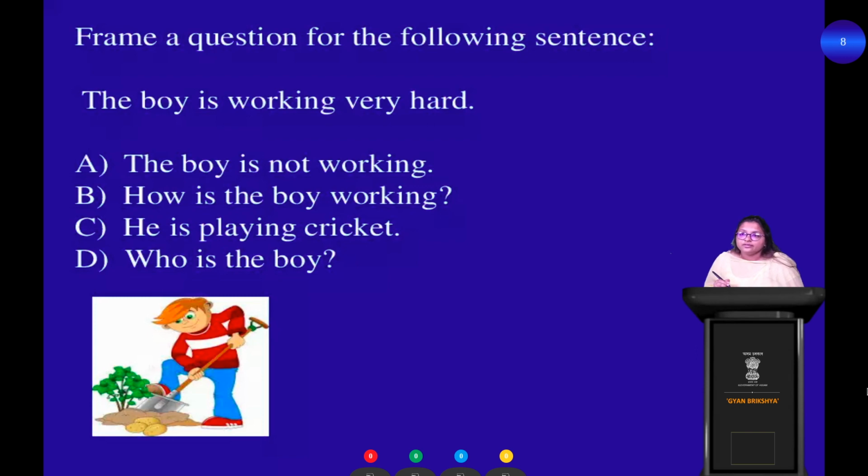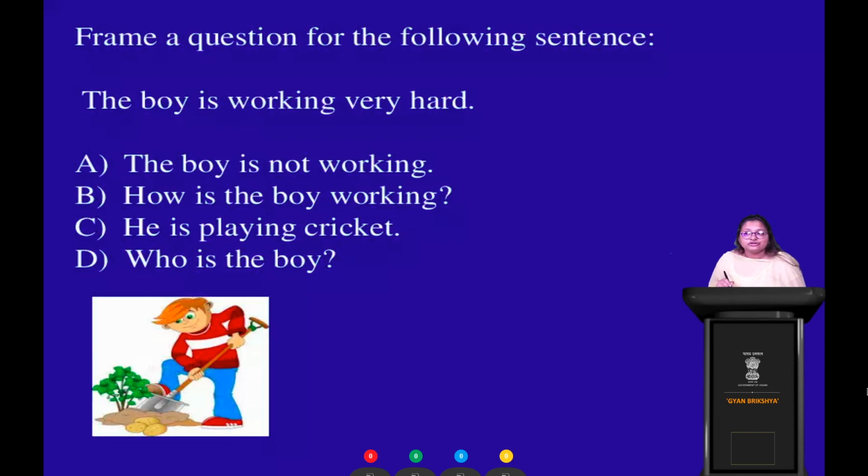The boy is working very hard. Okay? The boy is working very hard. Which option do you think is the correct option here? All right, great. So the correct option is, of course, option B.